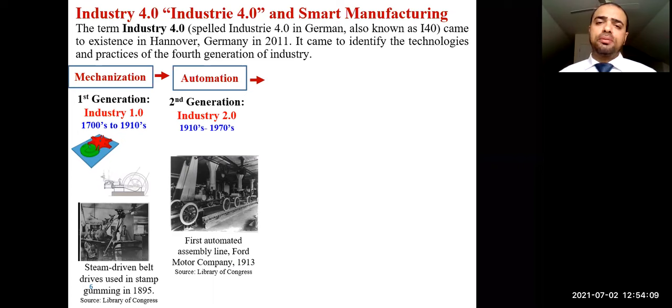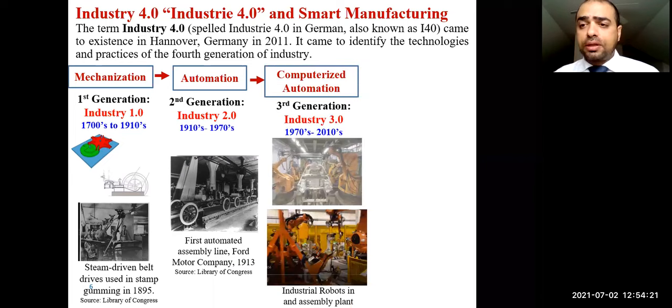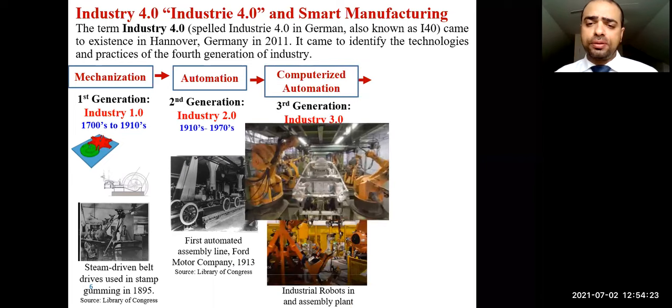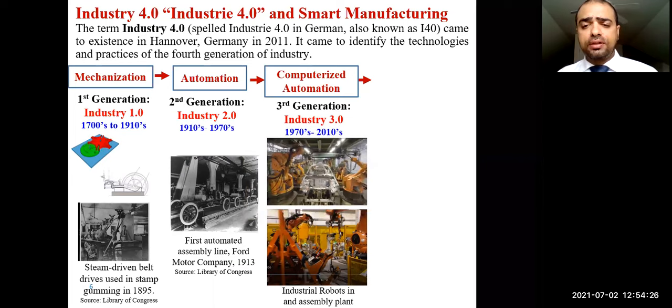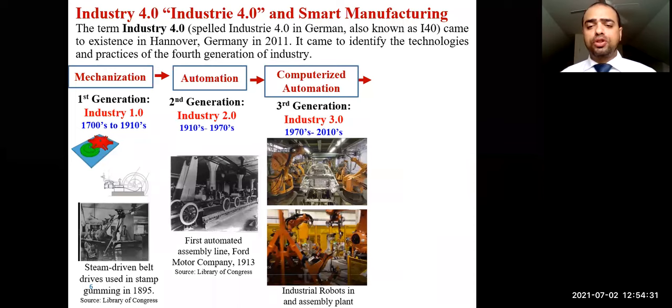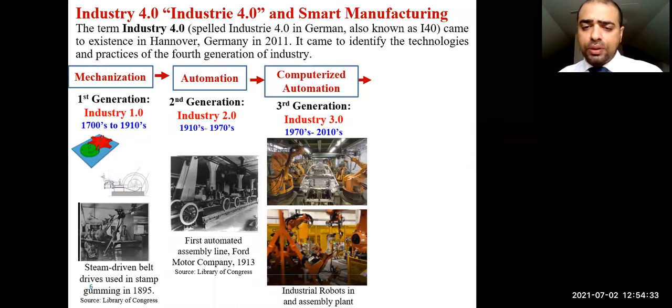It lasted, of course, until computers came to existence and started being used in the manufacturing industry. That's Industry 3.0, computerization or computerized automation. This lasted from the 1970s up until the end of the first decade of the 21st century. As you see, it's characterized by using robots and computers or processors to control the different manufacturing processes.